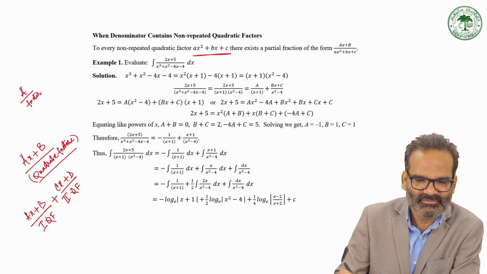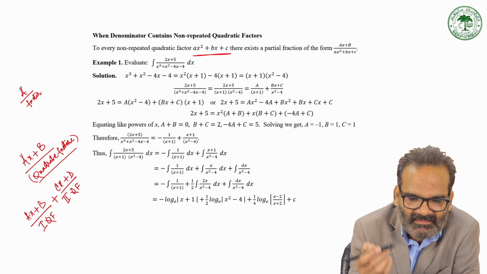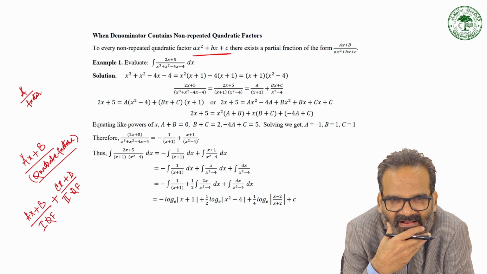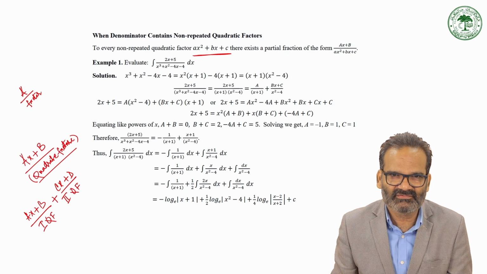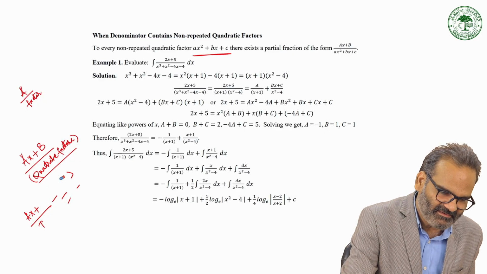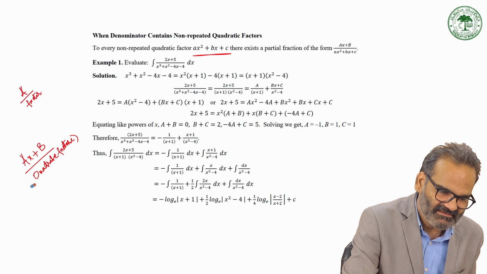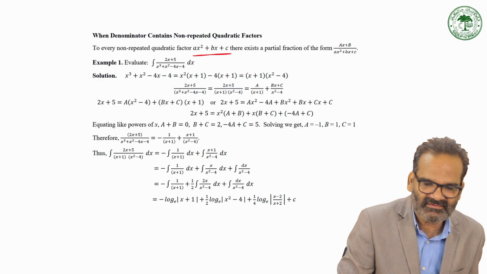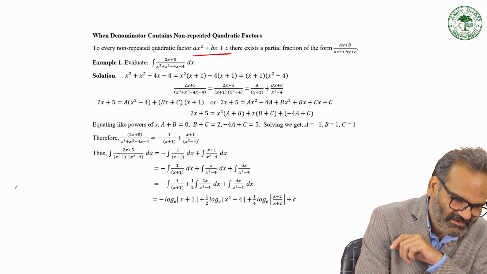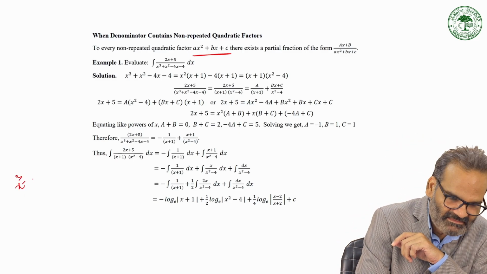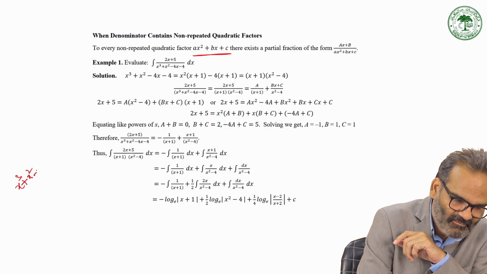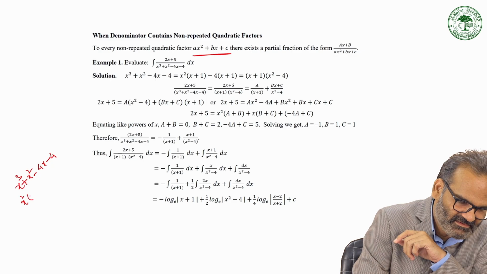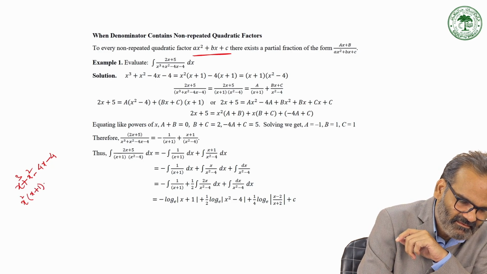Let us take an example to understand the concept. The question is 2x plus 5 divided by x cube plus x square minus 4x minus 4. So here our denominator is an equation of degree 3, right? So find out the factors of this equation of degree 3. This is x cube plus x square minus 4x minus 4. If we take x square common, what is left? x plus 1 here, right? Take minus 4 common, x plus 1 here, right? This is equal to 0.